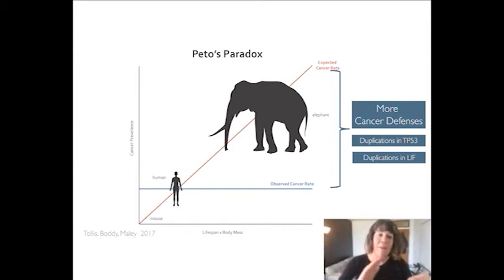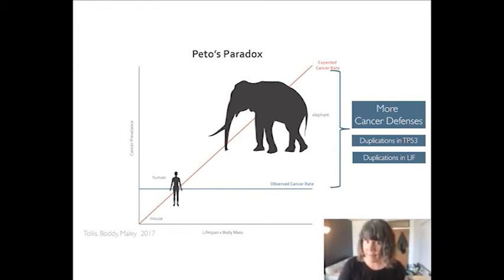But the paradox is that if, again, all else being equal, a mouse has fewer cells than a human, which has fewer cells than an elephant. And so if we had all the same cancer defense mechanisms, elephants should get more cancer, right? Because they have more cells, there's just a higher probability of that cancer-causing mutation to occur. But that's not what is observed.